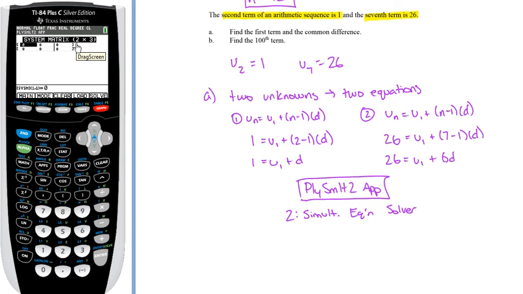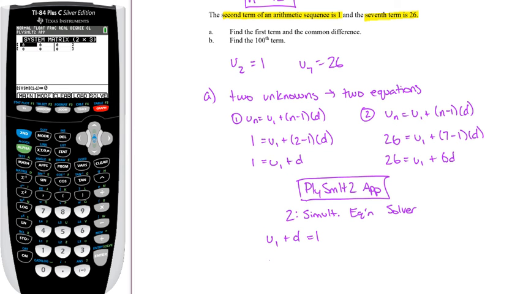So when you're using this equation solver, you really need to set up your equations so that you line them up. If there are two things to the left of the equal sign and one to the right, I'm just going to flip the order of my equation. So I have u1 plus d equals 1, and I have u1 plus 6d equals 26. All I did there was change the left to right order. I didn't change any of the values.